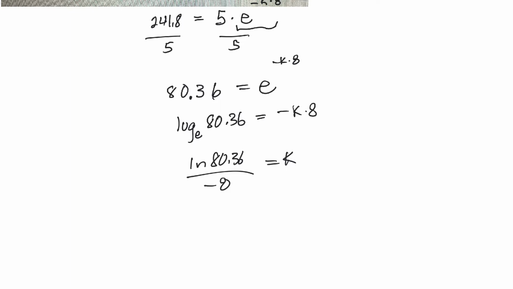Okay, calculator. Where's my calculator? Right there. Okay, ln. Where's ln? Right there. Of 0.7936, bracket, divide by negative 8. Okay, so it gives me a k value of 0.02831. I'll leave it like that for now, but I'll probably use the exact answer.